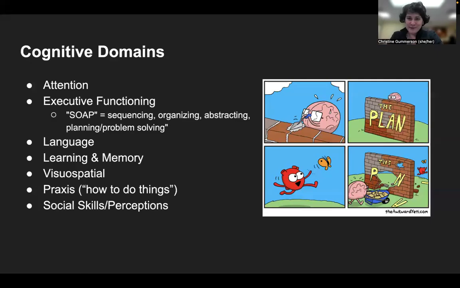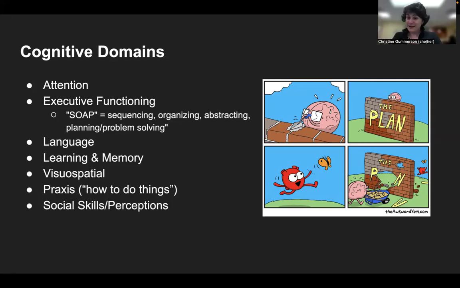And in order to be able to build that structure, he needs to have intact praxis. He needs to know how to use the tool, where to put the mortar. And on top of that, he needs to have his visuospatial processing intact in order to put all of those pieces in the right place.